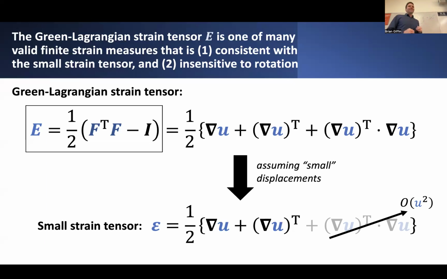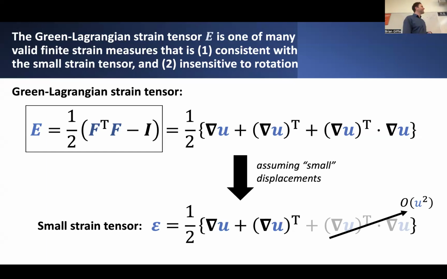So in effect, we've satisfied this extra condition of requiring that some new strain measure, this Green-Lagrangian strain measure, be consistent with the small strain tensor in the limit of small deformations. So we've confirmed that that's the case. It just includes this extra term that we've tacked on to the end.